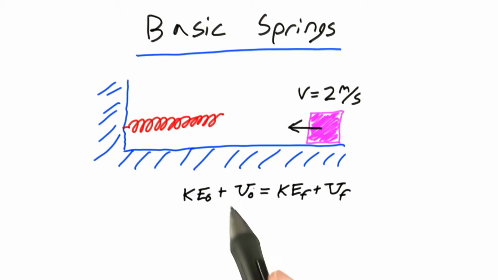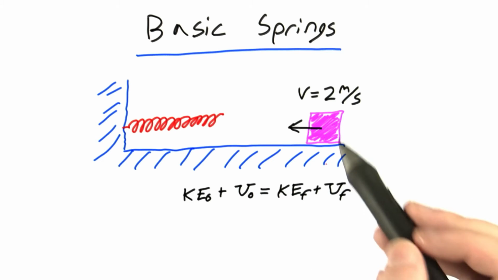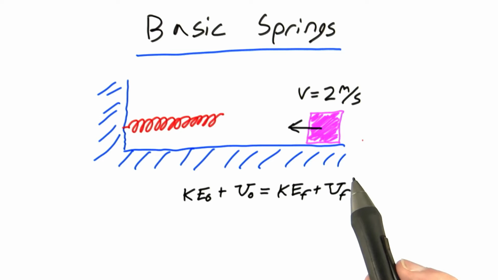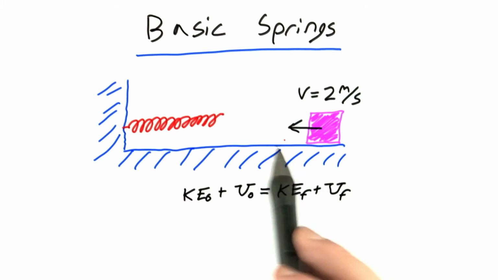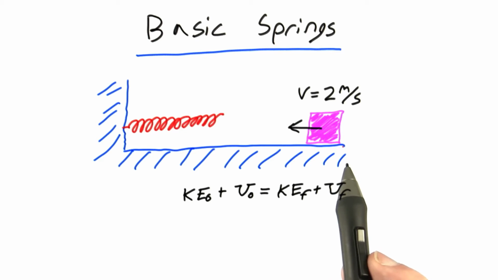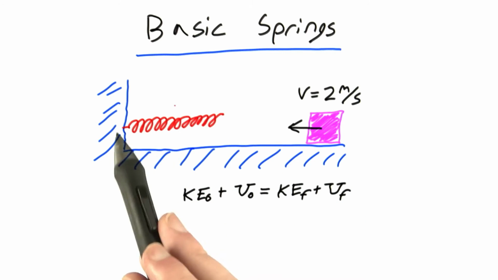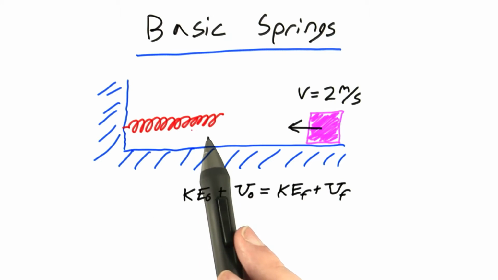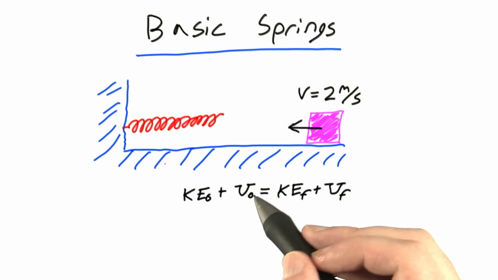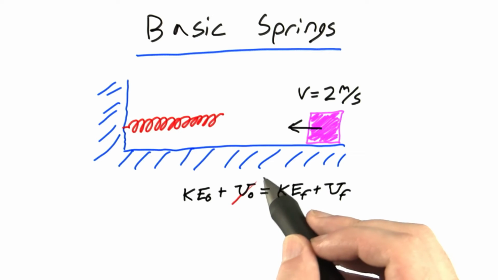And what about the potential energy? Well, there's always some gravitational potential energy, but that's not going to change in this problem because the block is only traveling horizontally, so we can safely ignore that. So the only potential energy we're concerned about is the potential energy of the spring. And since currently the spring is completely uncompressed, at its equilibrium length, we can say that the potential energy in the spring is 0. So we can cross out this term.